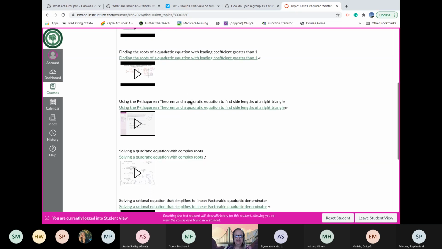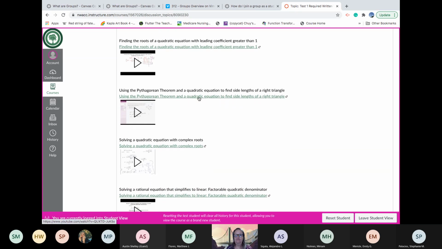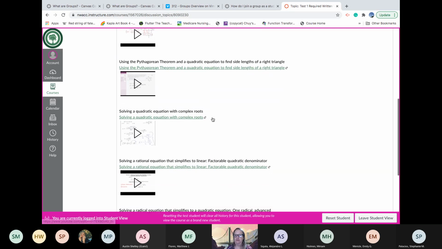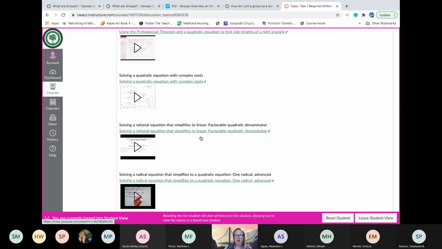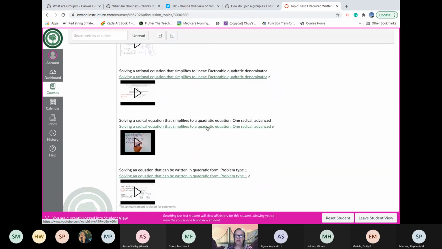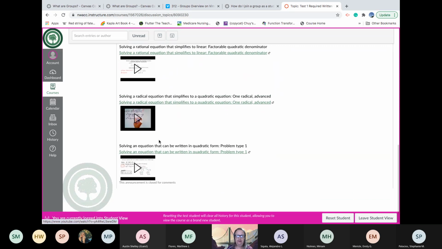You can see using the Pythagorean theorem, which we just did today. Solving quadratic equation with complex roots, which we did last class, I believe. Solving a rational equation that simplifies to linear, factorable quadratic denominator, which we've already done. We are going to do this one today, solving a radical equation that simplifies to a quadratic equation, and solving an equation that can be written in quadratic form. We just did that today. That was where we let u be equal to something.